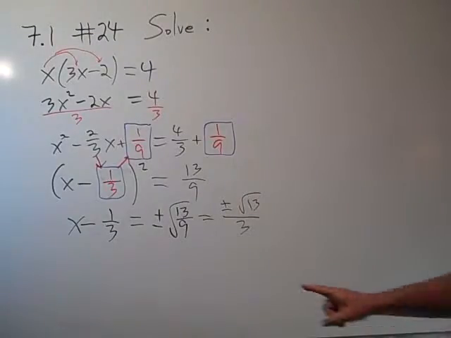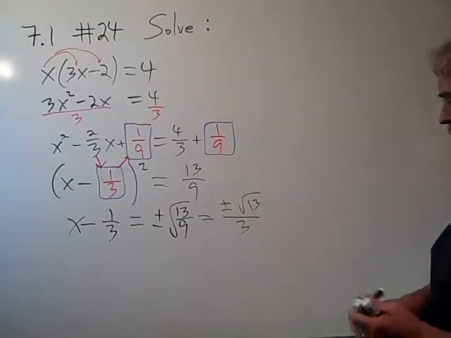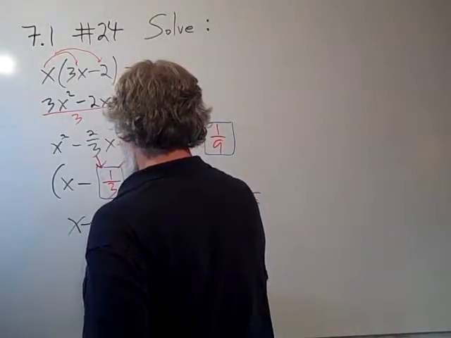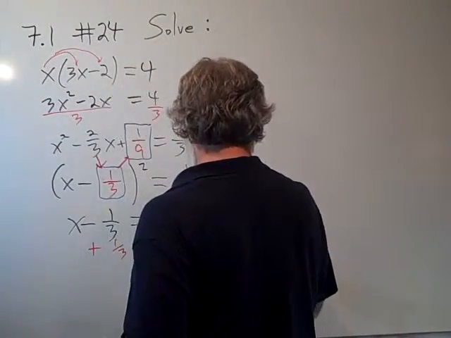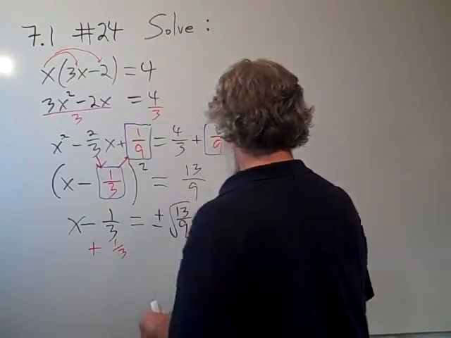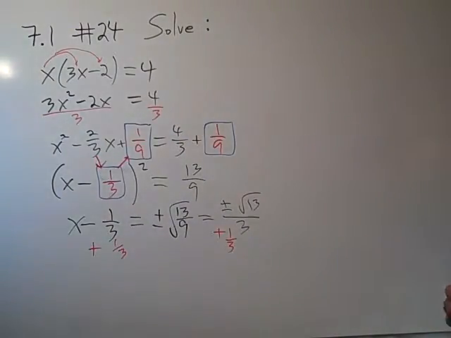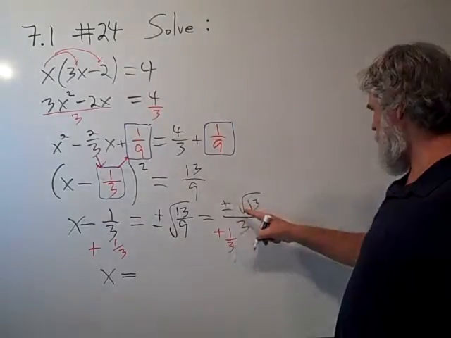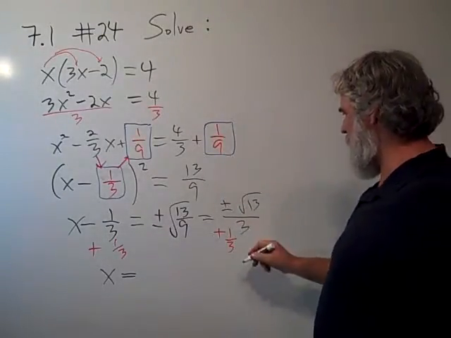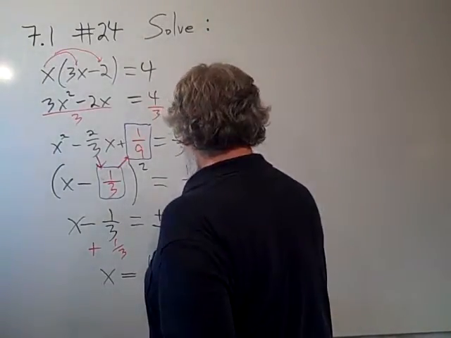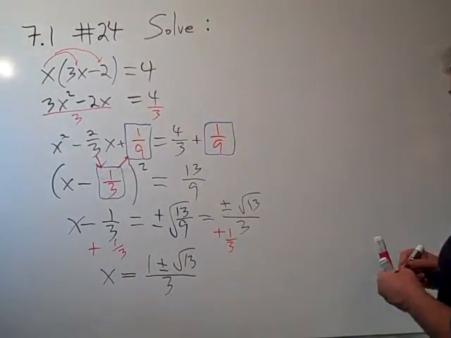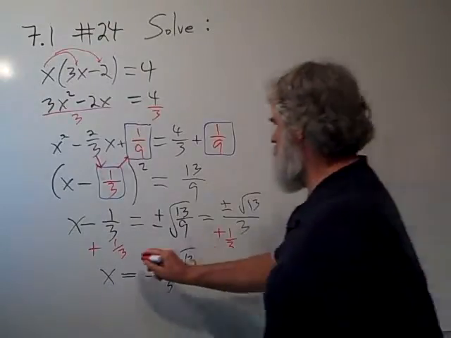And now if I add 1/3 to both sides, I end up getting x is equal to 1/3 plus or minus radical 13 over 3. They have the same denominator. So it's 1 plus or minus the square root of 13 all divided by 3. And that is the solution to this equation.